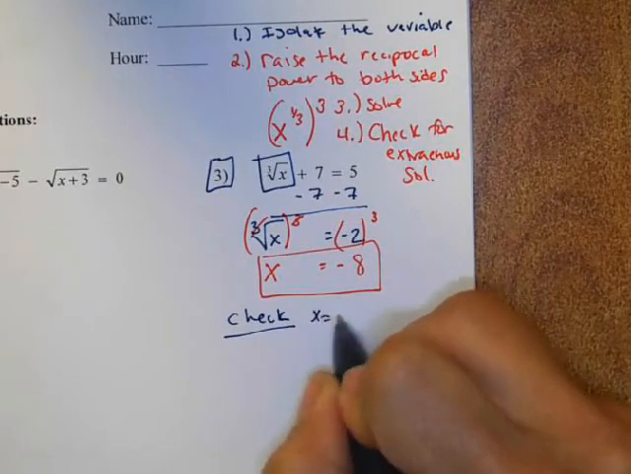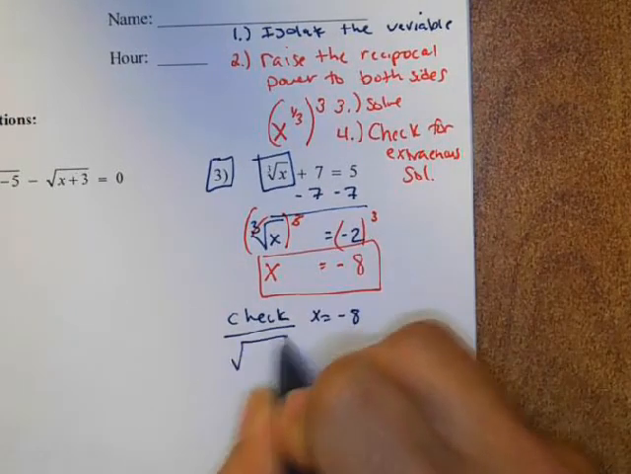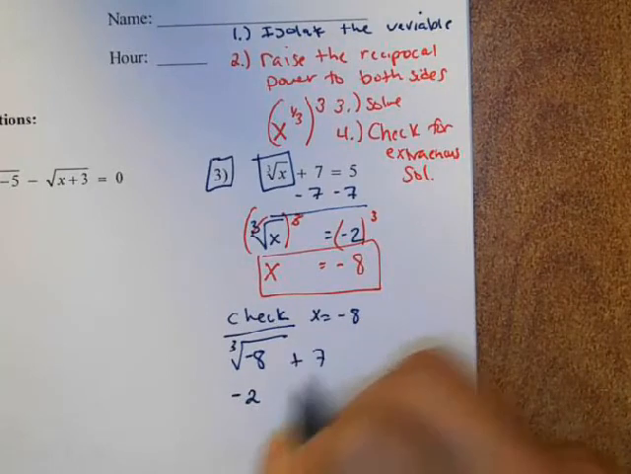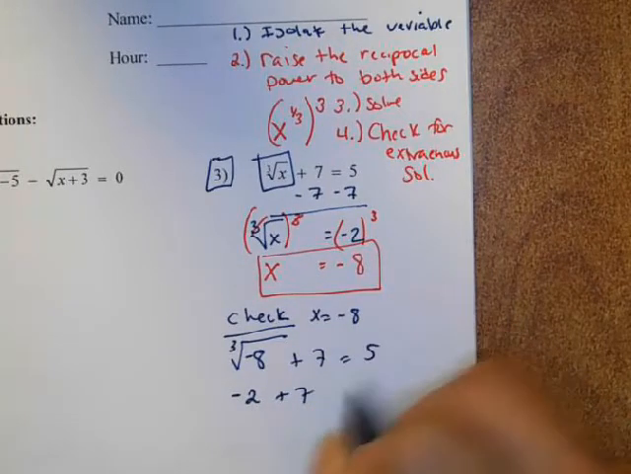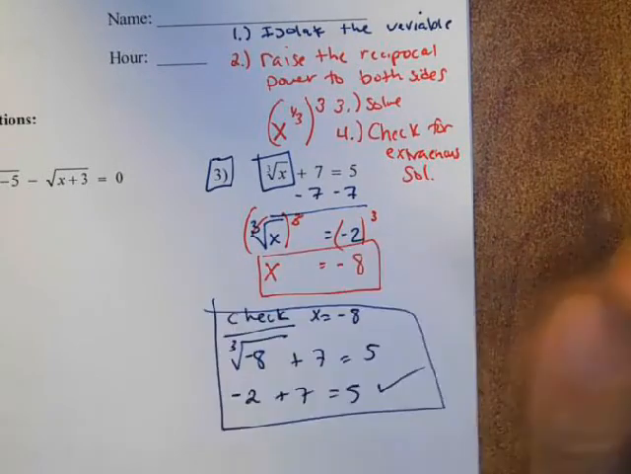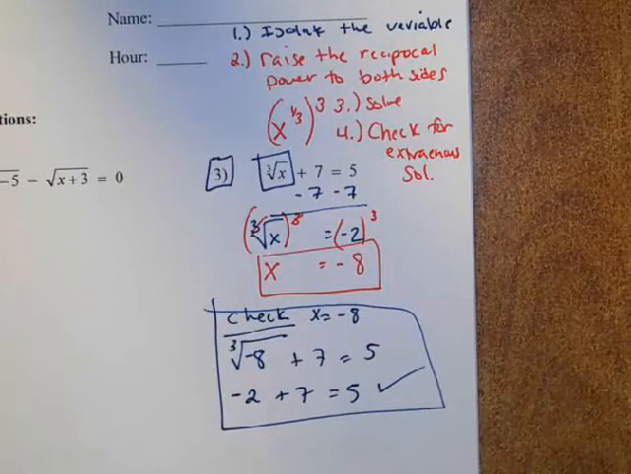So check -8, I'm plugging it back into my original equation. So the cube root of -8 is -2. Add 2 to 7, and it does equal 5. So yes, it does check out. Okay, the check is not optional, and I have to be able to see your check. No check, no bueno. Okay, so that was a cube root example.